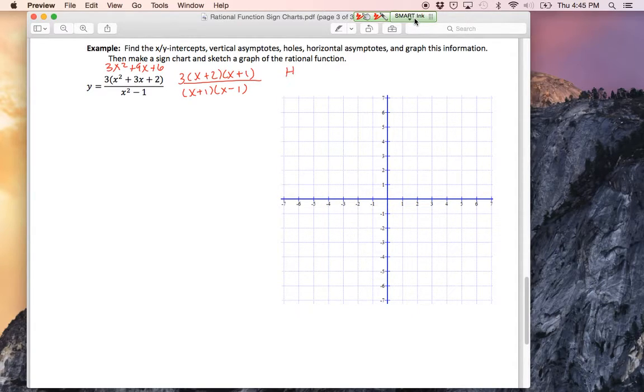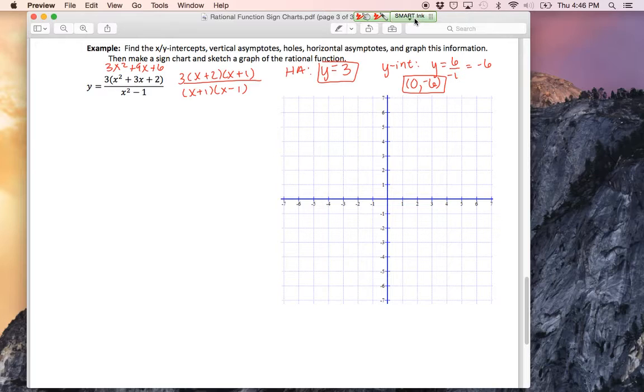First, I'm going to look at my horizontal asymptote. The exponents are the same, so I'm going to divide my leading coefficients. So we have a horizontal asymptote at y = 3. Next, I'm going to do the y-intercept. I'm going to plug 0 in for all my x's. I end up getting y = 6 over -1, so -6. So (0, -6) is your y-intercept.